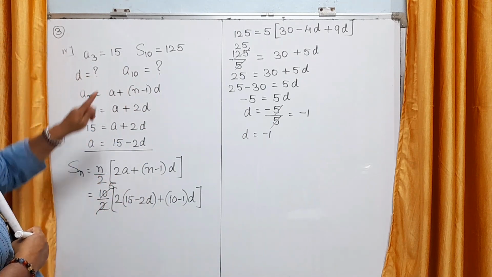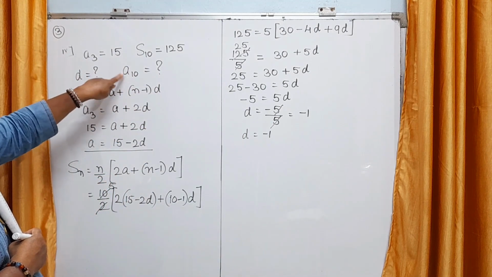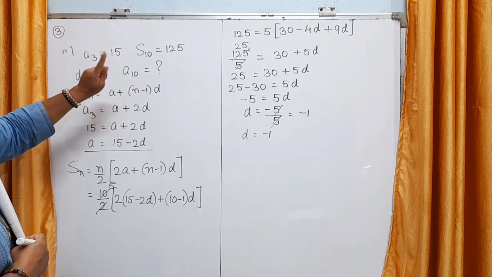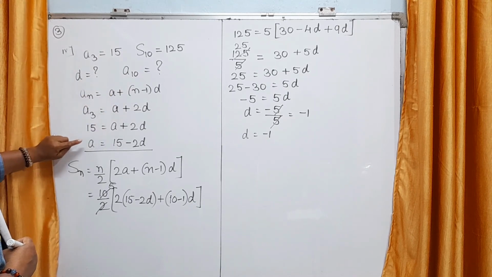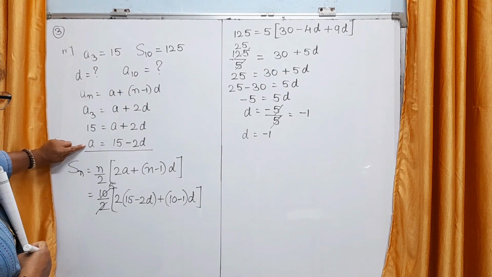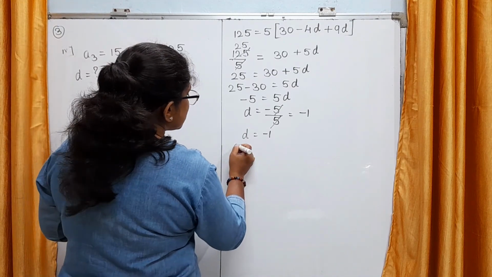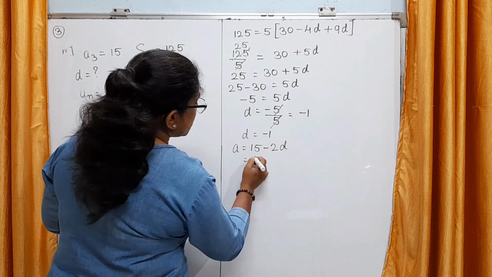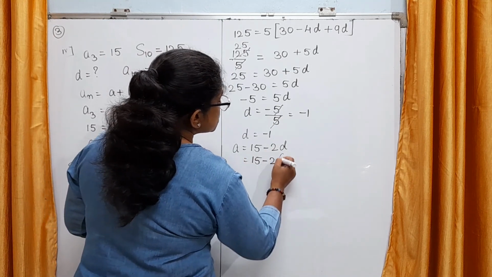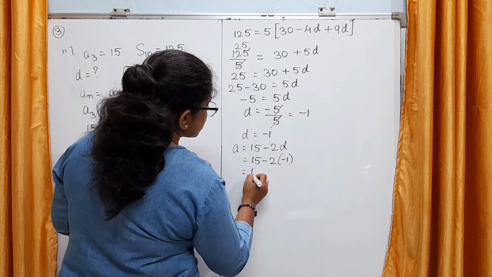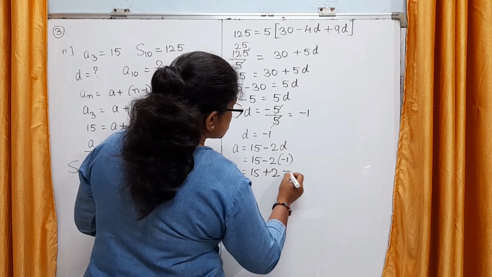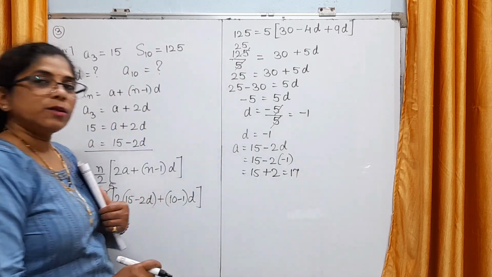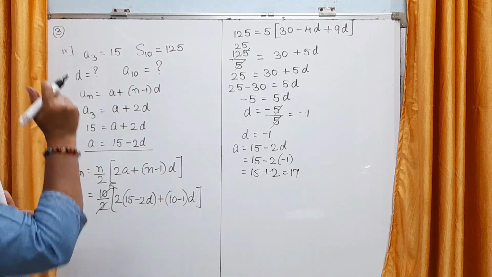Now what do we have to find? A10. But to find A10, what do we want? We should know the value of A. So what is A here? A is 15 minus 2d. 15 minus 2 into minus 1, that is 15 plus 2, 17. Now we know A, we know d. Let us find A10.